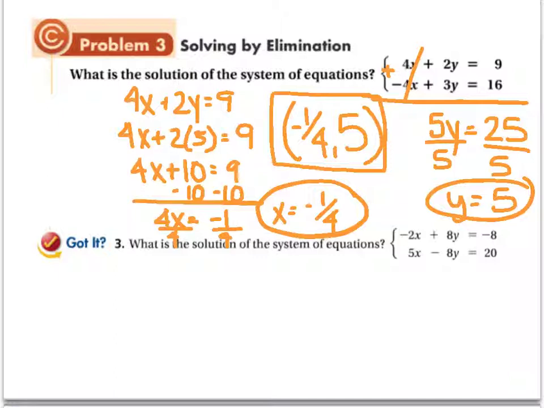In the got it question, do you see any opposites? Chen: Yes, exactly. So we are going to add these two equations together. Negative 2x plus 5x is 3x. 8y minus 8y, the y's are eliminated. Negative 8 plus 20 is 12.